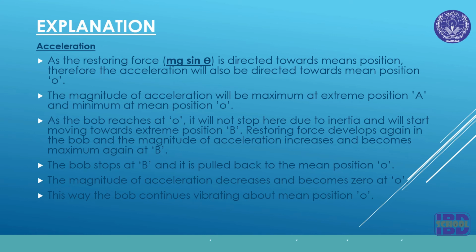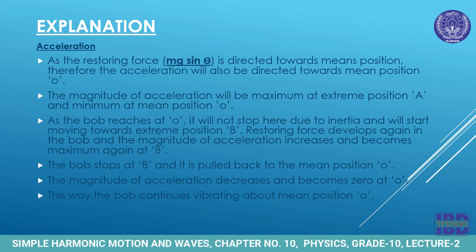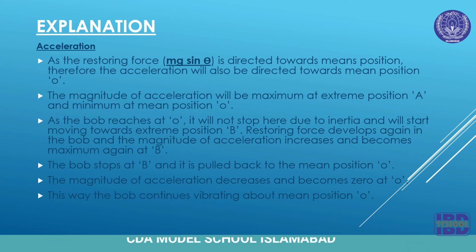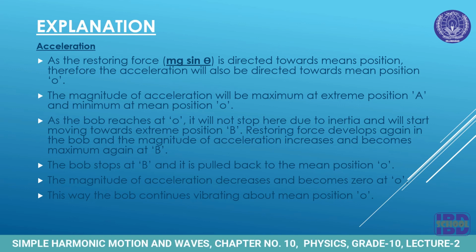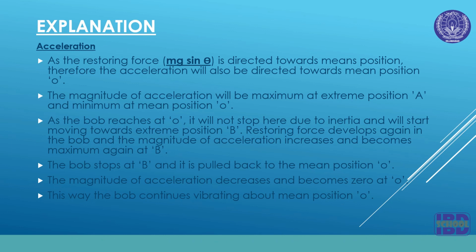So acceleration would also be maximum at position B, and after stopping there, the bob is pulled back to the mean position O, and the magnitude of acceleration decreases and becomes 0 at O, which is the mean position. This way, the bob continues vibrating about mean position O.